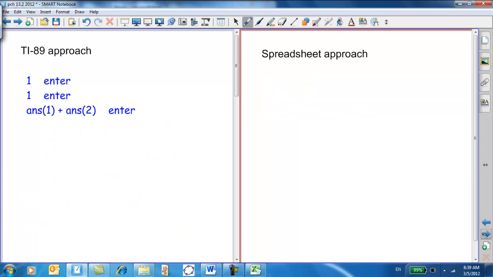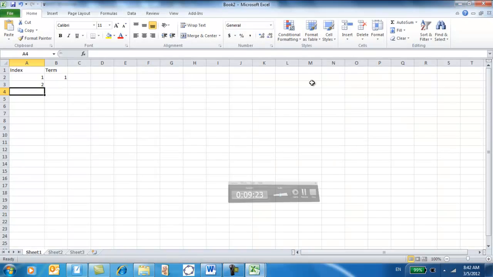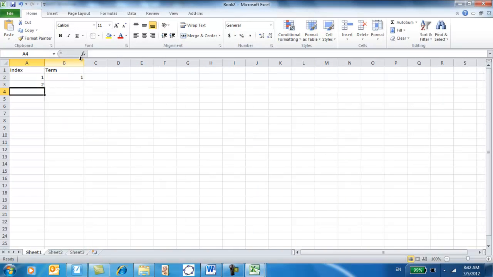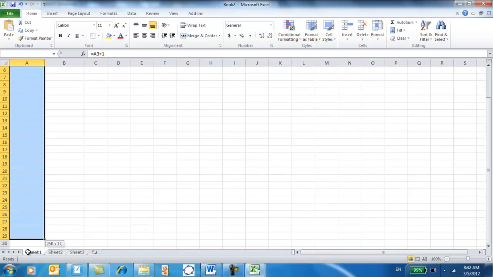So let's take a spreadsheet approach on this and see how it works out. Right here I'm back in Excel again, and I've made my first 2 terms 1 and 1. And here's the index of the term. And let's do a few terms there. I just want to come up with the formula equals, like we did before, the previous term plus 1. This is actually called the identity sequence. Let's have that go down a ways.